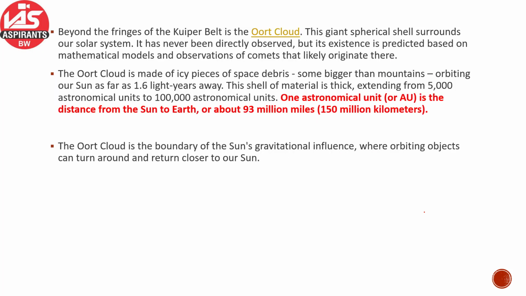Let's move forward. We talked about the Kuiper Belt, and how Pluto is a part of the Kuiper Belt. Now we will discuss what lies beyond the fringes of the Kuiper Belt. Beyond the fringes of the Kuiper Belt are the Oort clouds. So what are these Oort clouds? They are like a giant spherical shell which surrounds our solar system. So if this is our solar system, this is our sun, right, planets.